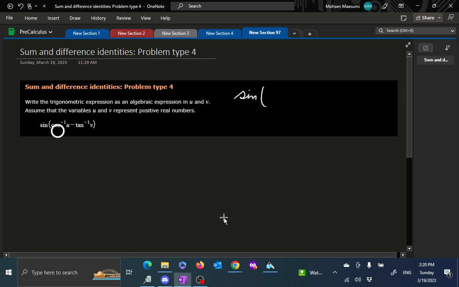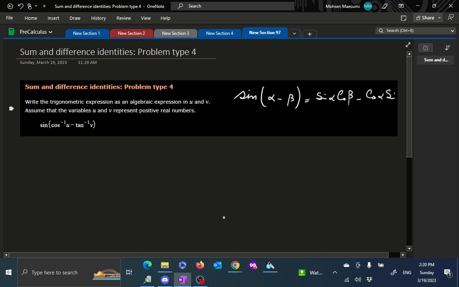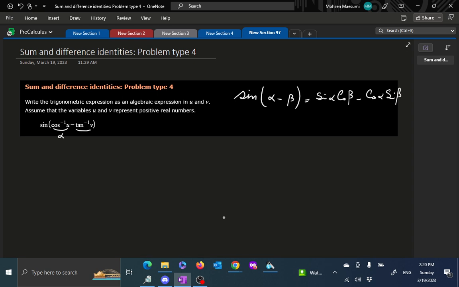I have a difference of two angles here, so I remind myself the sine of alpha minus beta is sine of alpha cosine of beta minus cosine of alpha sine of beta. Okay, so we are going to set this one to be our alpha, and this one is going to be our beta. So alpha is cosine inverse of u, and beta is tangent inverse of v.